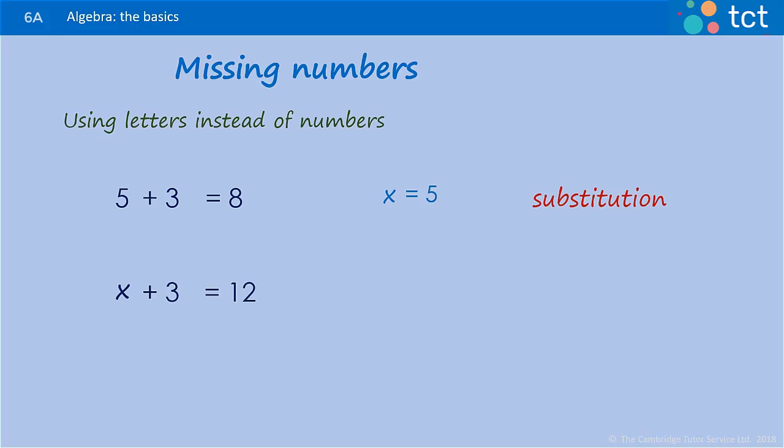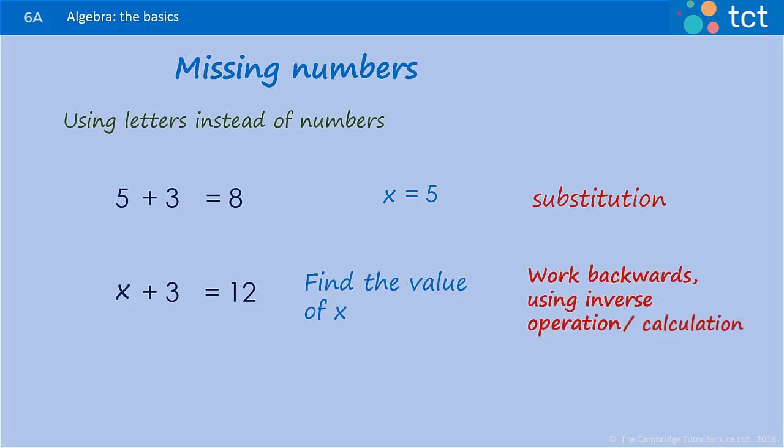Another time you might be told what x plus 3 equals, and you have to find the value of x. We can go back to our working backwards using the inverse operation. So from 12, we know that we had to add 3 to something to get 12. So if we take 3 away from 12, we'll get back to whatever that number was. And it was 9. So x equals 9.